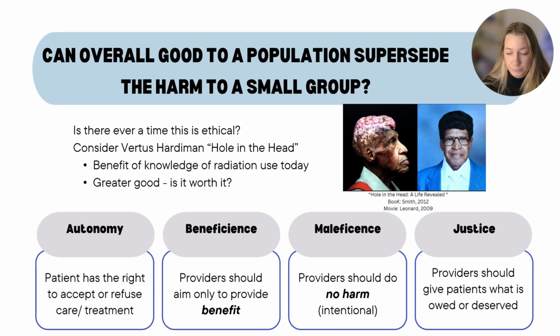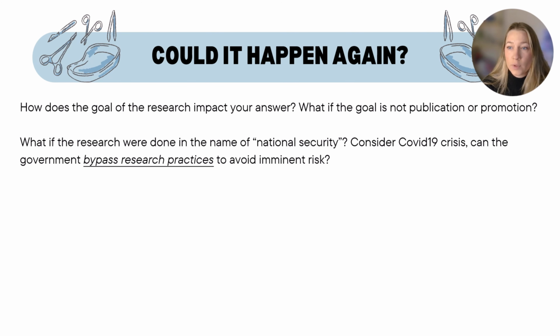So in this question of could this happen again, could something like the Tuskegee syphilis experiments or the Bertus Hardeman case happen today? Honestly, yes, in some forms, especially given the right circumstances, or you could say the wrong circumstances. Think about how research is conducted during emergencies, the COVID-19 crisis, for example.